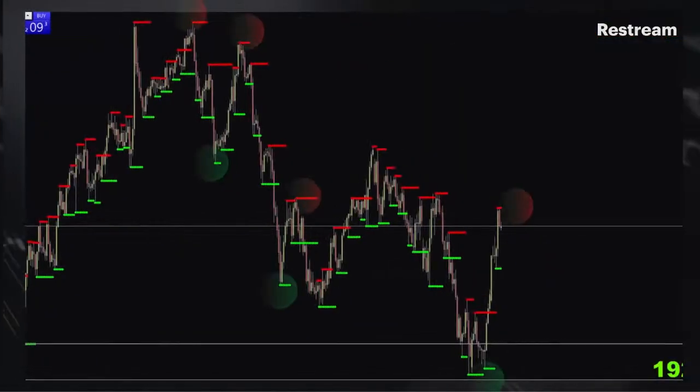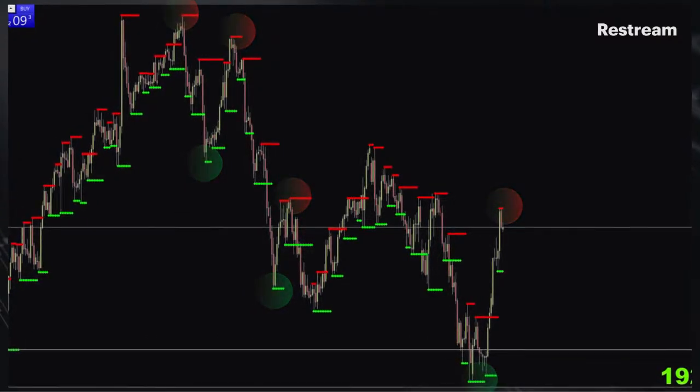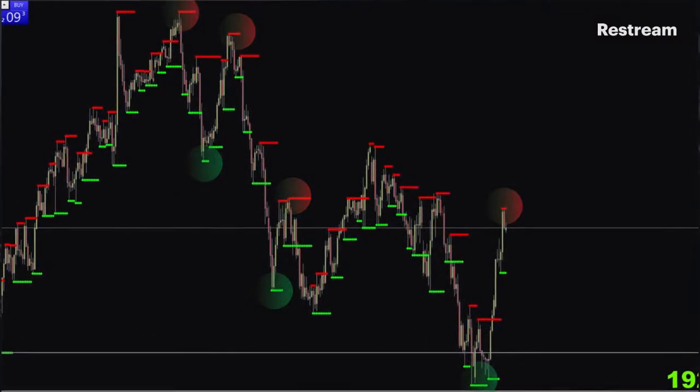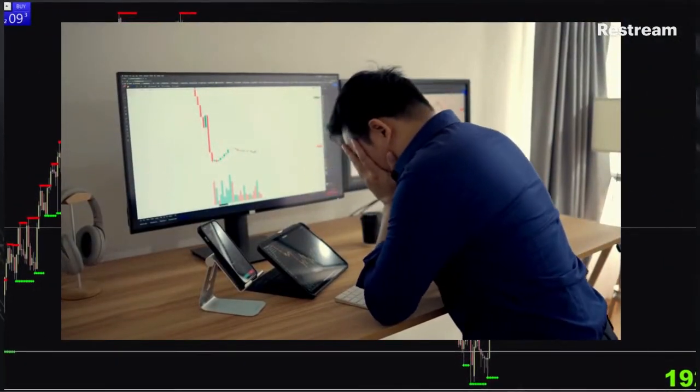Let's dive in. Most traders get support and resistance dead wrong. They draw simple lines, wait for price to hit them, and expect an easy reversal. But that's why they keep losing trades.